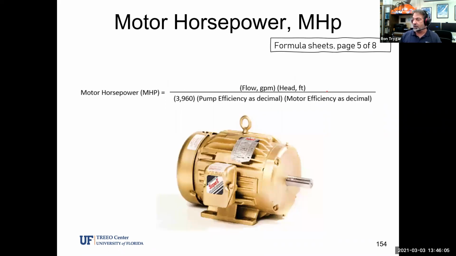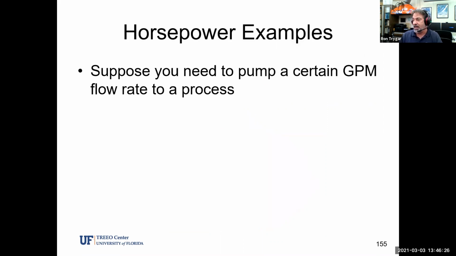And motor horsepower then is, again, the flow in gallons per minute and the head in feet, which we talked about earlier, divided by the factor of 3960 times the pump efficiency as a decimal, and then the motor efficiency as a decimal. So it's several different calculations done for this. So let's take a look and try one of these out and see what we get.